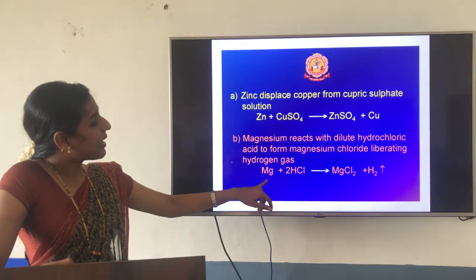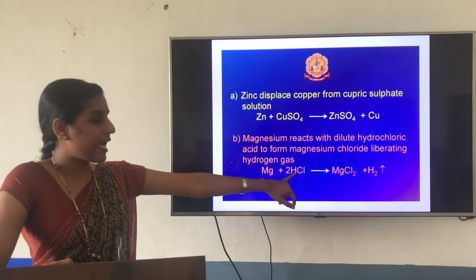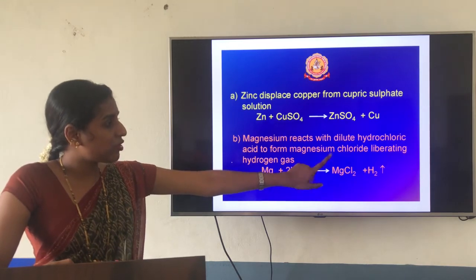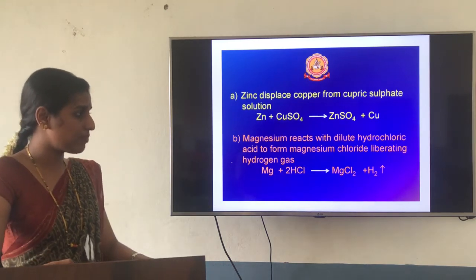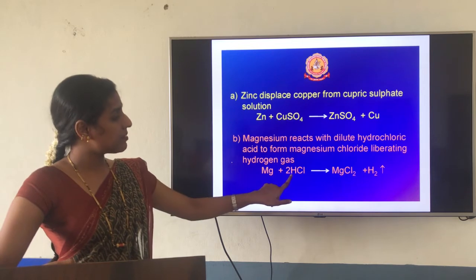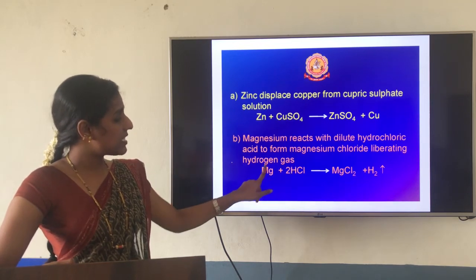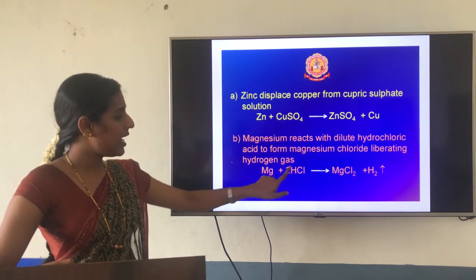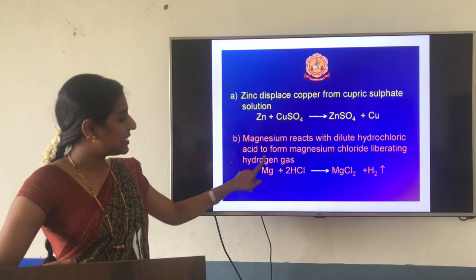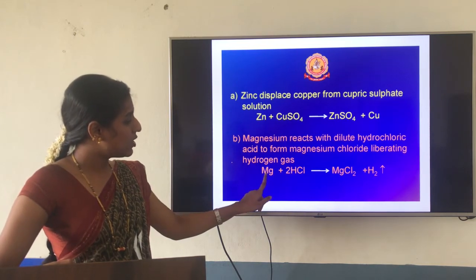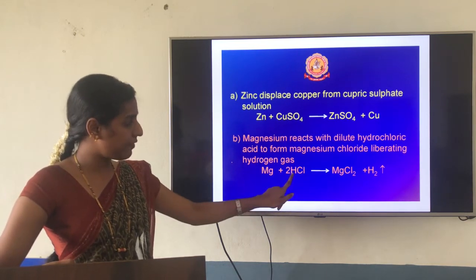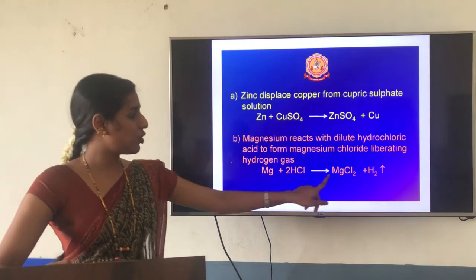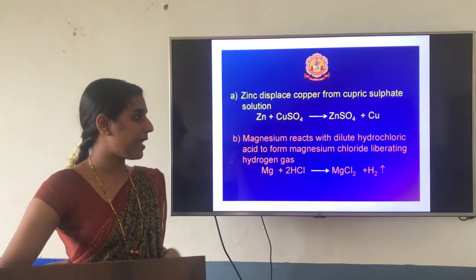Another example, magnesium plus hydrochloric acid. It gives magnesium chloride and hydrogen gas. How is it possible? Here magnesium has displaced hydrogen. Magnesium is a highly reactive metal, and hydrogen is lower reactive, so magnesium can displace hydrogen. Magnesium will go here, and this will be removed. So you will get MgCl2 plus H2.